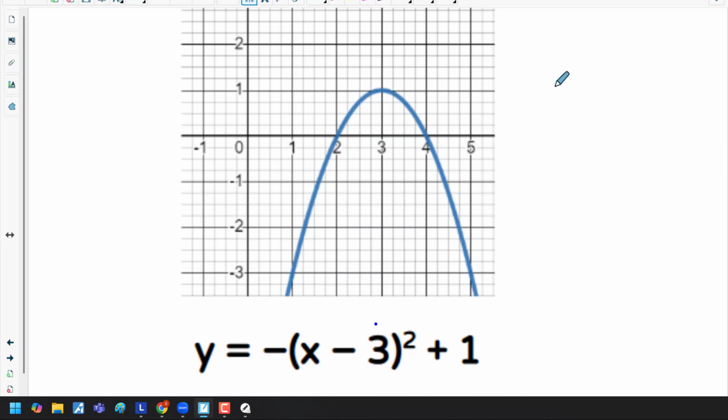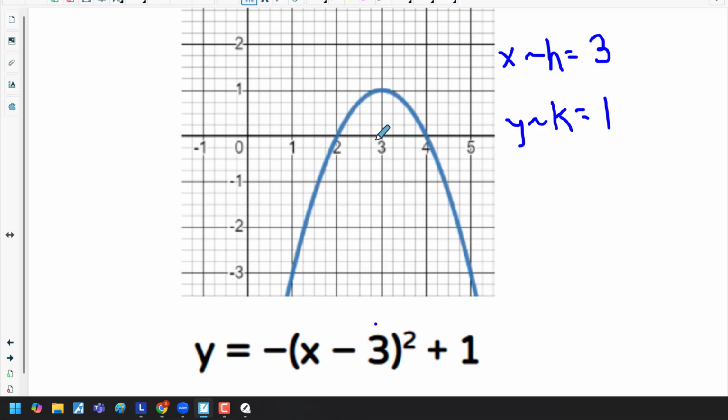Here my h value is, so in the equation it says x minus 3, but the actual value for h is positive 3. Remember, it's always opposite whatever's written in the equation, the formula. And my k value is pretty straightforward, it's just 1. So if I make a point at 3 and 1, and if you haven't figured it out, h is your x value and k is your y value. Remember, x is left and right, y is up and down.